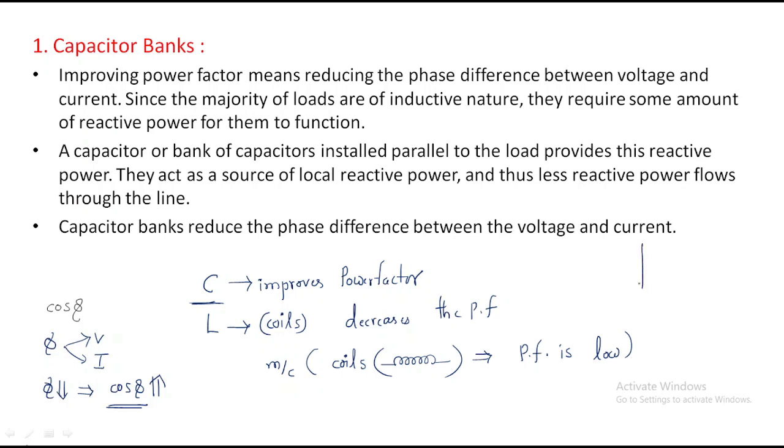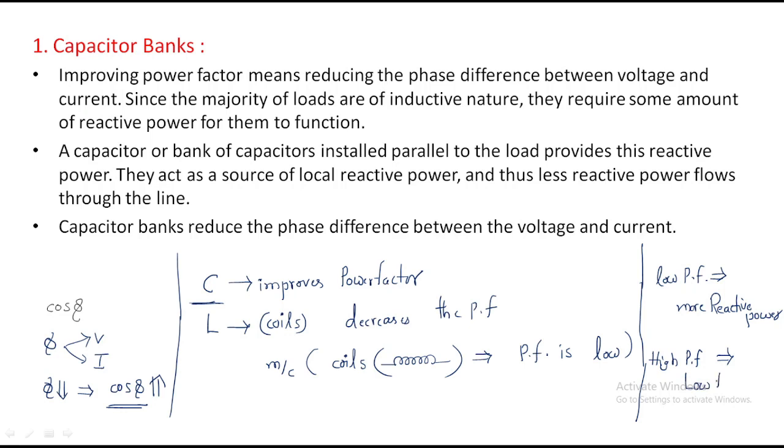Generally, a load with low power factor requires more reactive power. It takes more reactive power. Next, high power factor means it requires low reactive power. So that's why a capacitor or bank of capacitors installed parallel to the load provides this reactive power. The reactive power is supplied by this.